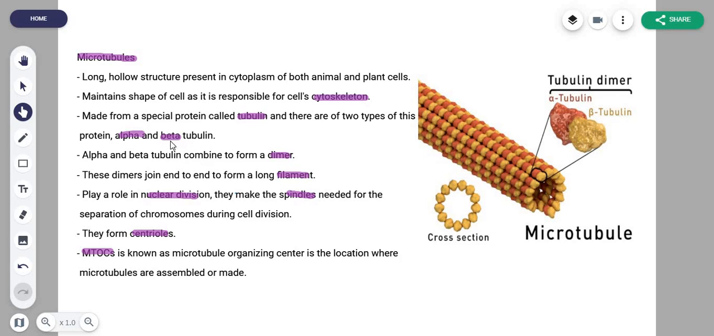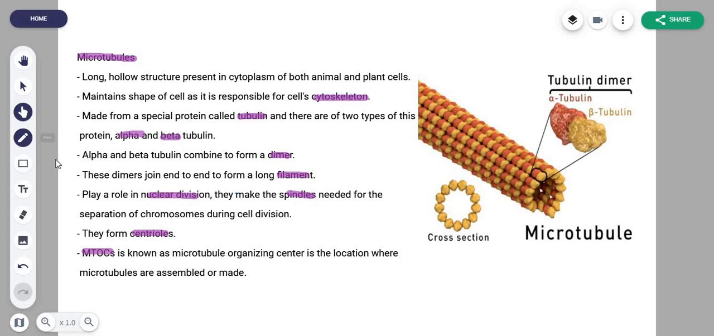Okay. Let's have a look at the diagram first, guys. So this full thing here that you can see is your microtubule. It's hollow, long, right? This is the cross section of how you should expect it to look like. Now it's made from 2 particles. Here we have the alpha tubulin. Here we have the beta tubulin.